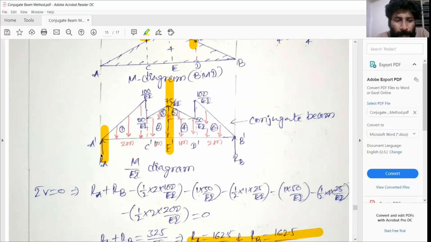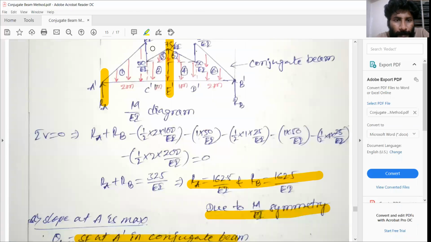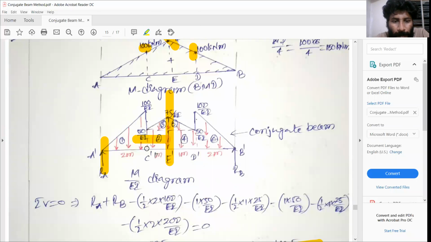To find the bending moment at E, first RA into 3 meter, that is clockwise, minus 1 by 2 into 2 into 100, that is anti-clockwise, from the distance between the center of this triangle to E. That is 1 plus 1 by 3 times of 2. Minus again, here one more rectangle is there, that is 1 into 50 by EI and the distance is 0.5 meter.